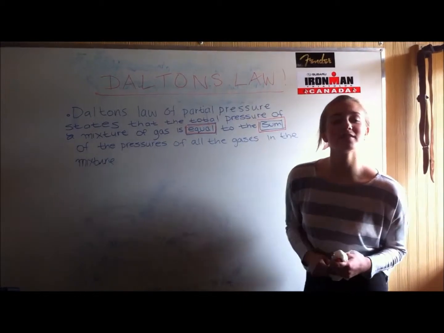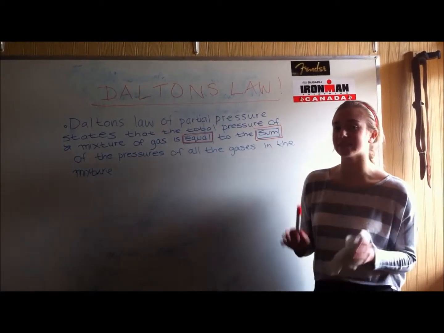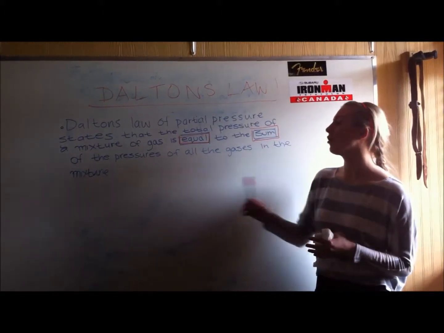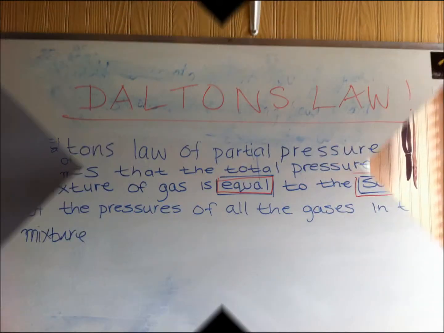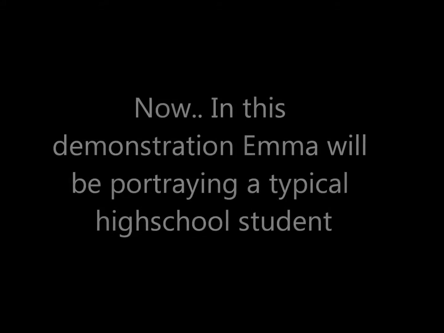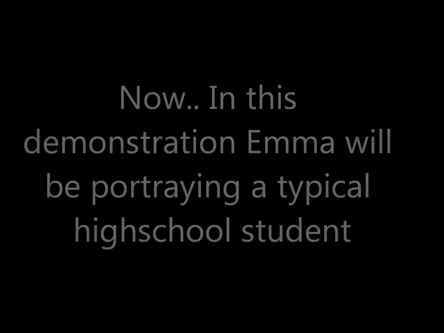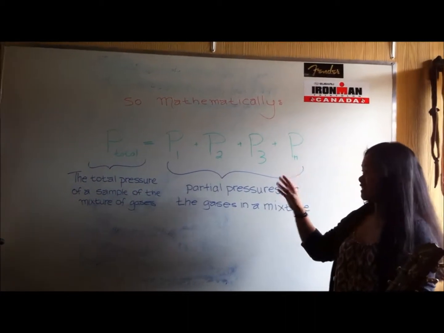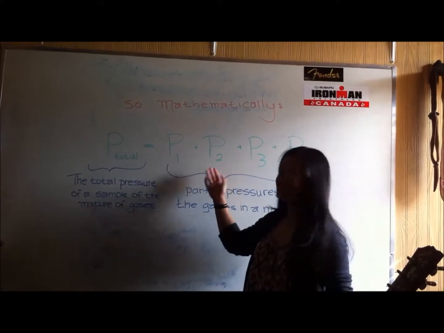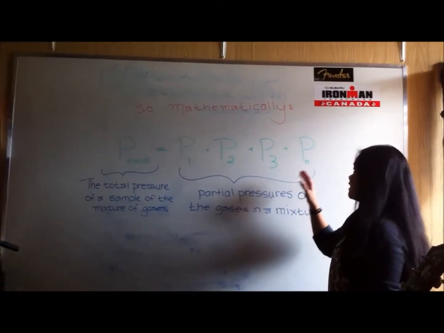Dalton's Law. Dalton's Law of partial pressure states that the total pressure of a mixture of gases is equivalent to the sum of all the pressures of the gases in the mixture. So, mathematically, this law can be stated with this formula. P total equals P1 plus P2 plus P3 plus Pn.